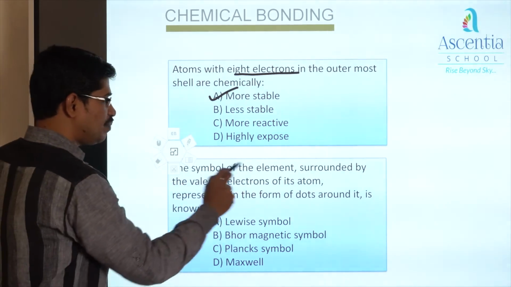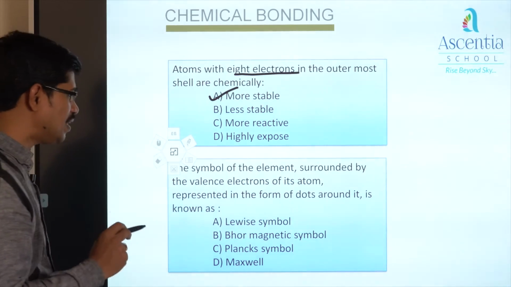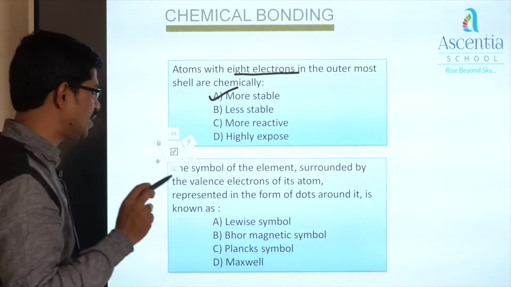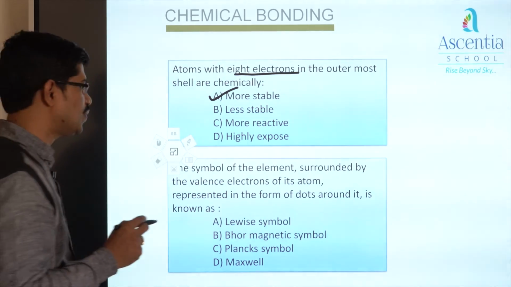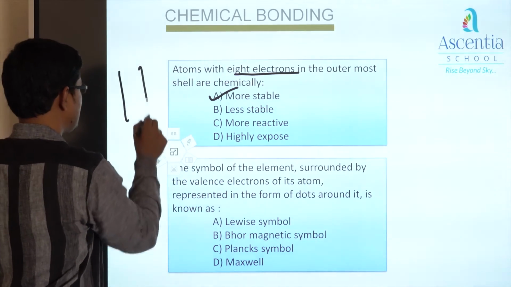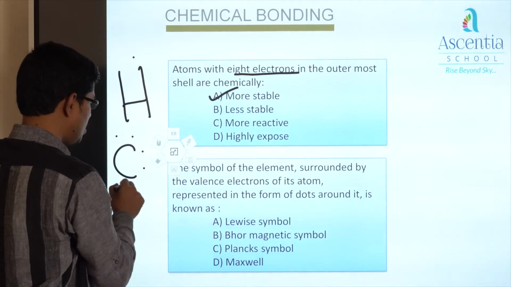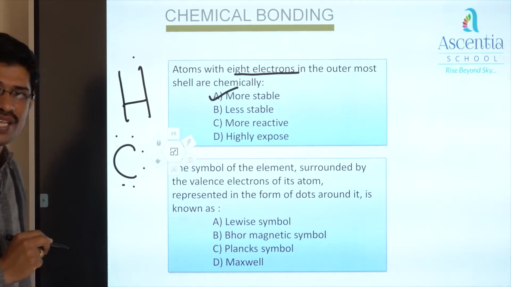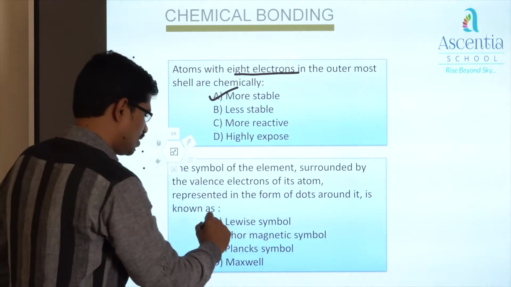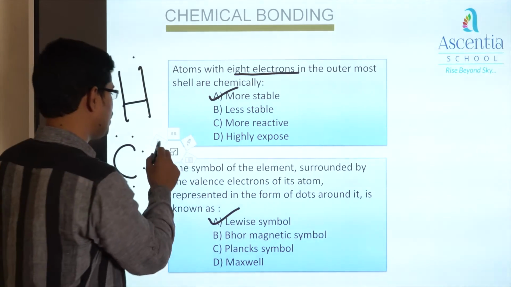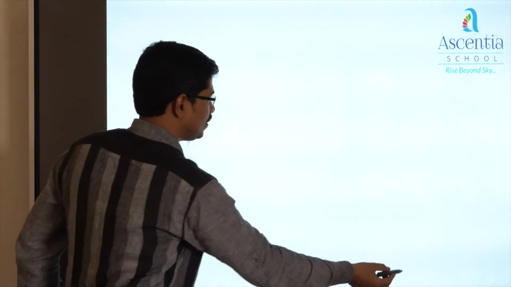The symbol of an element surrounded by the valency electrons of its atoms, represented in the form of dots around it, is known as what? Just now we were writing hydrogen, a symbol of an element surrounded by a dot. Carbon, dots surrounding it. What are these symbols known as? These symbols are known as Lewis symbols. Lewis proposed this kind of symbols, so these are known as Lewis symbols.